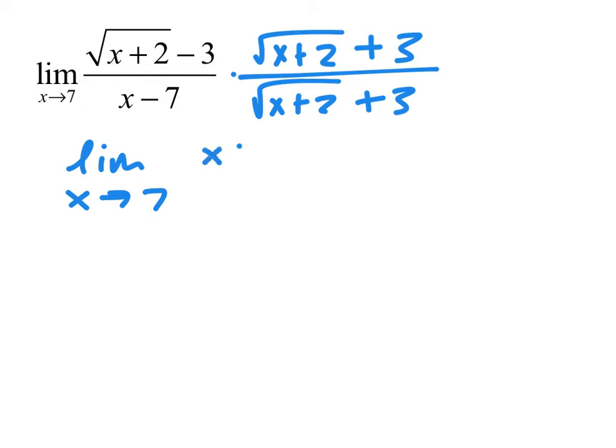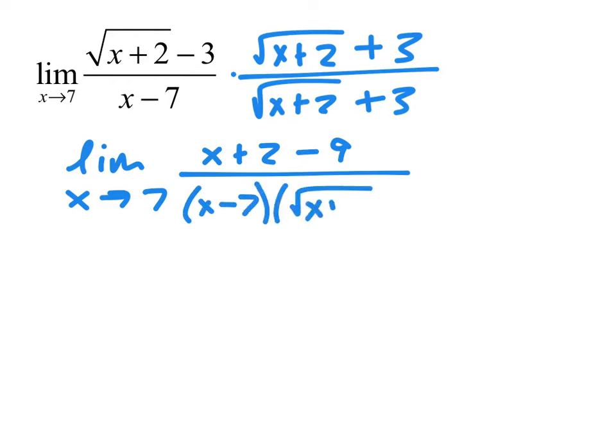I end up with x plus 2 minus 9 over, I'm not going to distribute on the bottom. I'm going to keep the denominator all written out. Because remember, my goal is to find the hole so I can cancel out the indeterminate form. So here, if I simplify this, this top part turns into x minus 7. Well, notice I have an x minus 7 on top and bottom. So there's the hole, and that should take care of the indeterminate form.